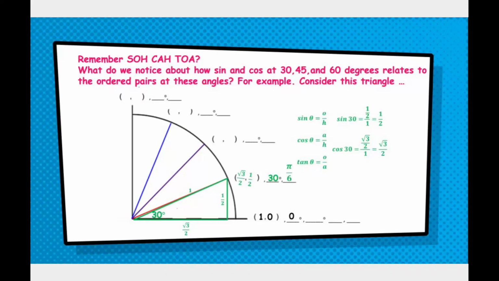If I do the same thing with cosine of 30, I'm referencing that reference angle of 30 degrees, and the adjacent side is square root of 3 over 2, and the hypotenuse is 1. So the cosine of 30 degrees is equal to square root of 3 over 2 divided by 1, which is just square root of 3 over 2.